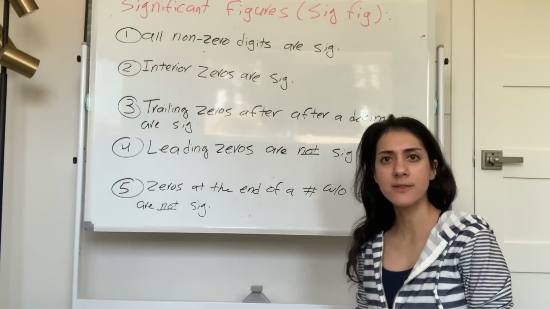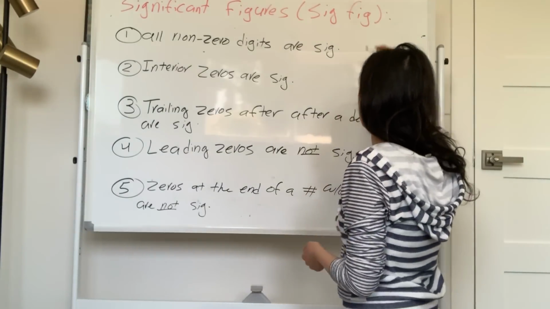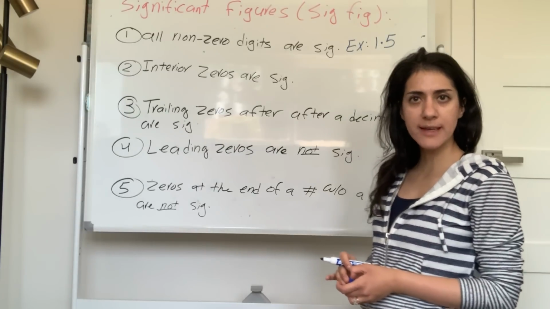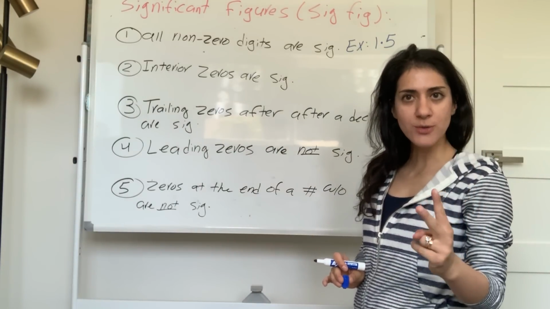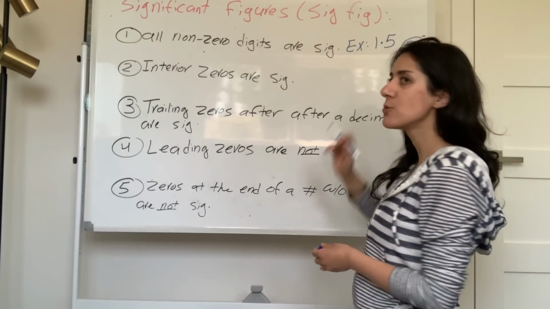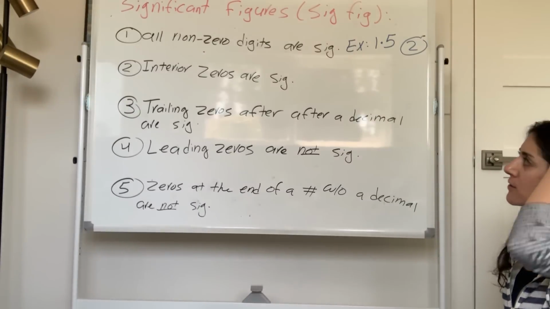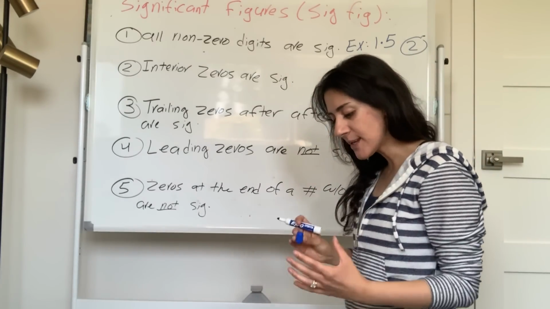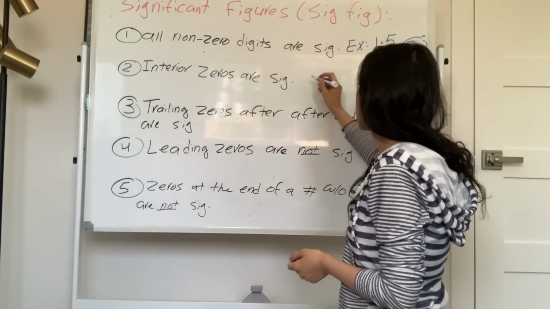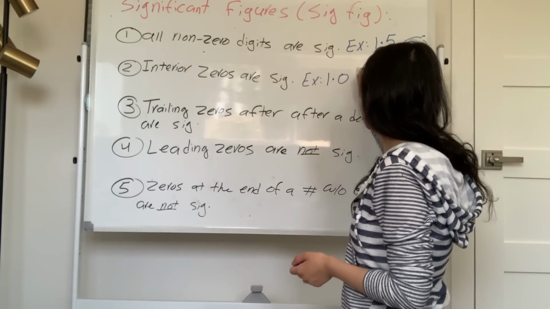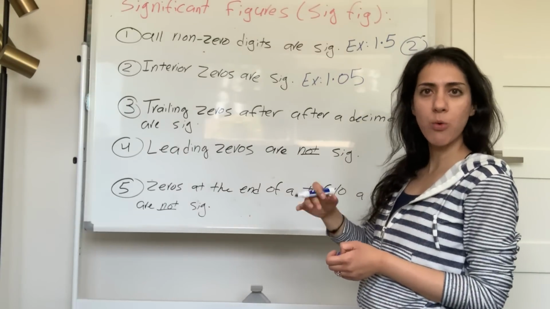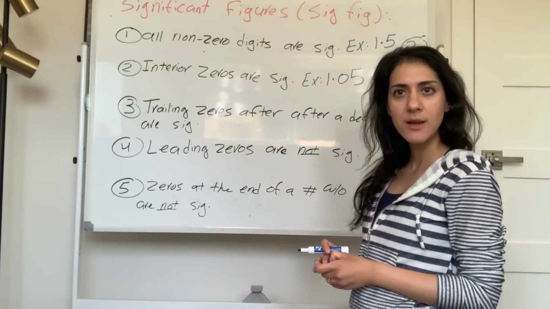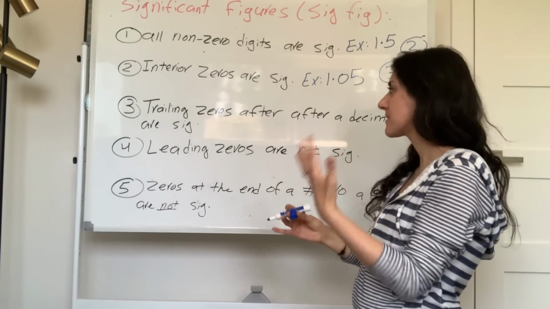So the first one, all non-zero digits are significant. Here's an example: 1.5. How many sig fig does 1.5 have? 2 sig fig. Good job. Again, all non-zero digits are significant. Interior zeros are significant. So if a zero is sandwiched between numbers, that zero is significant. Here's an example: 1.05. How many sig fig is that? That is 3 sig fig. So if a zero is sandwiched between numbers, that's significant.